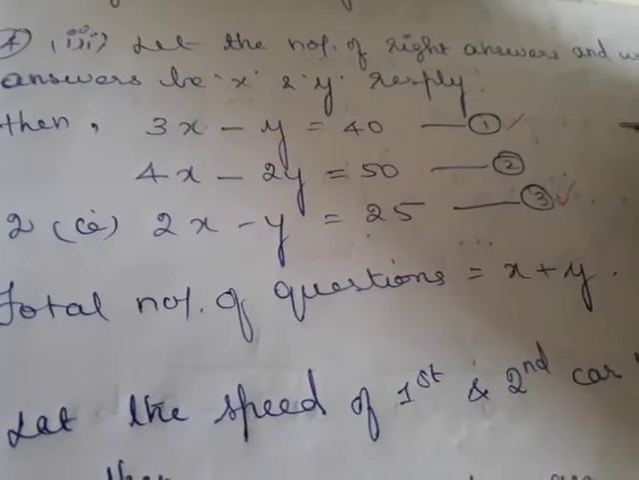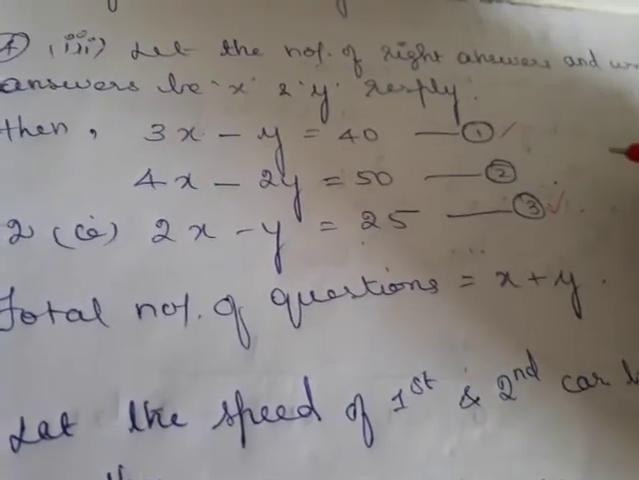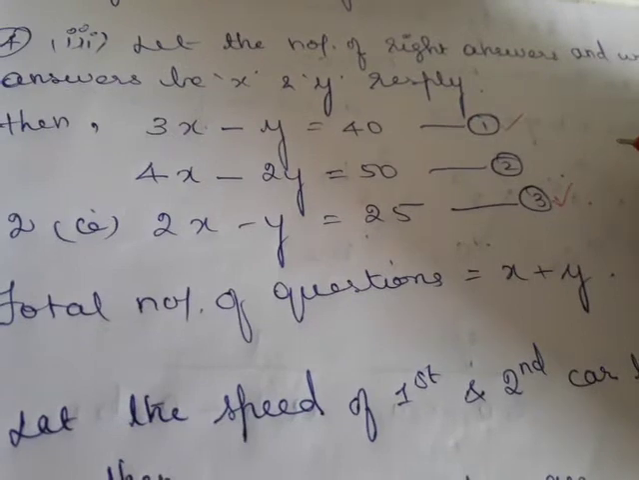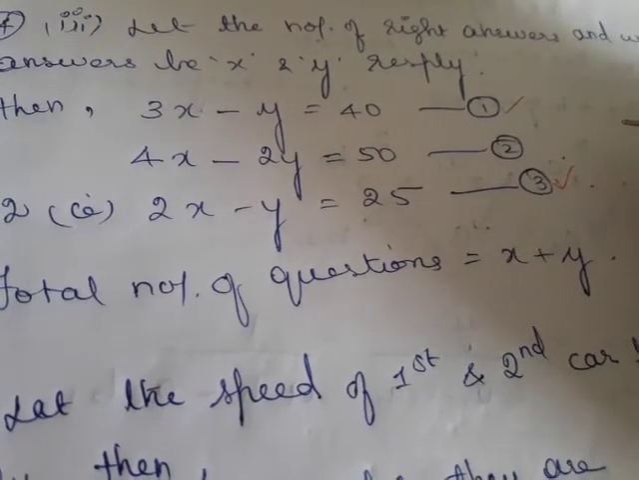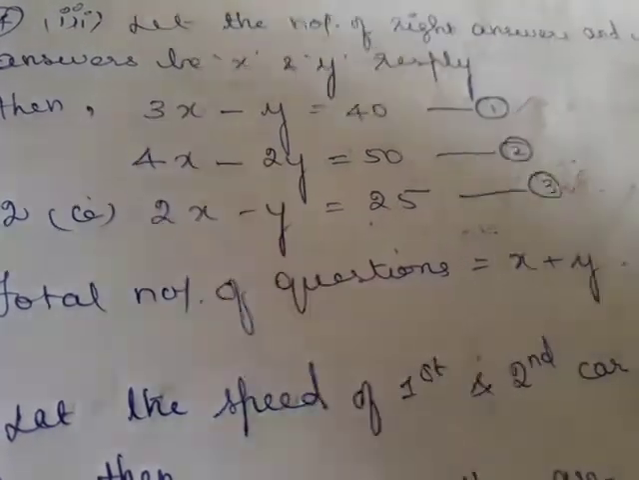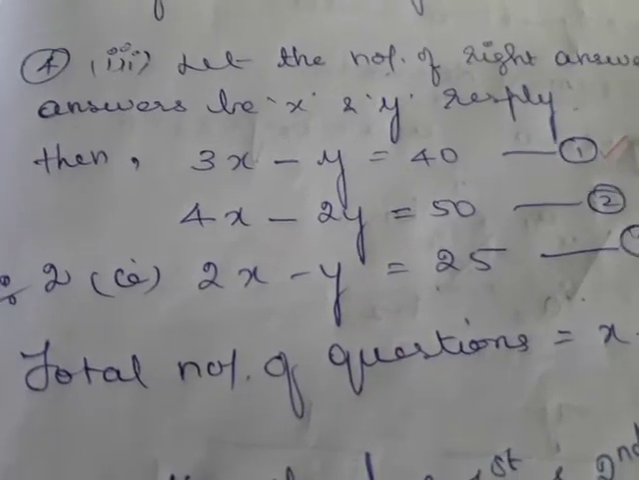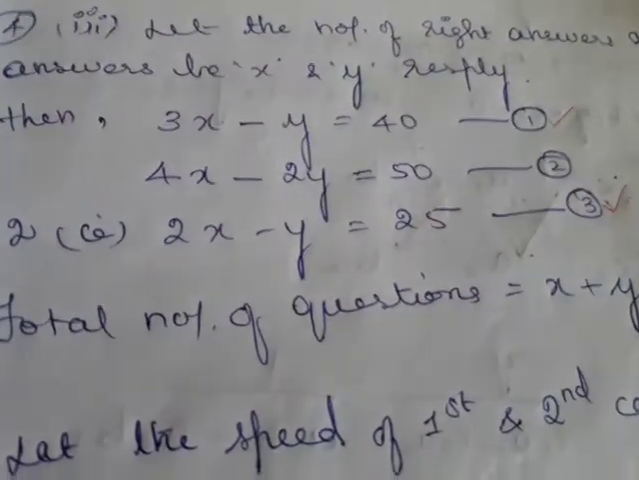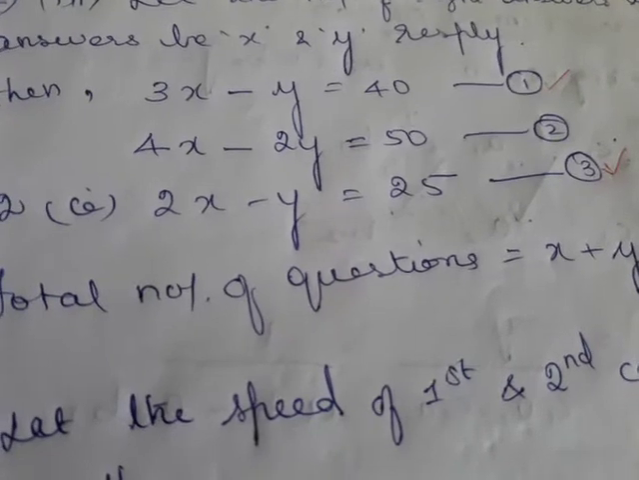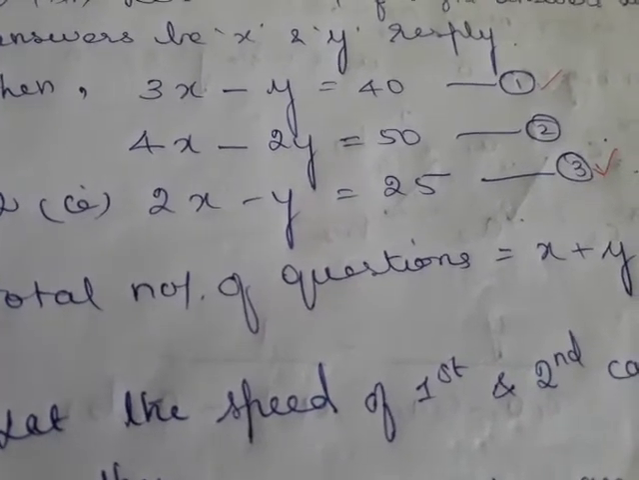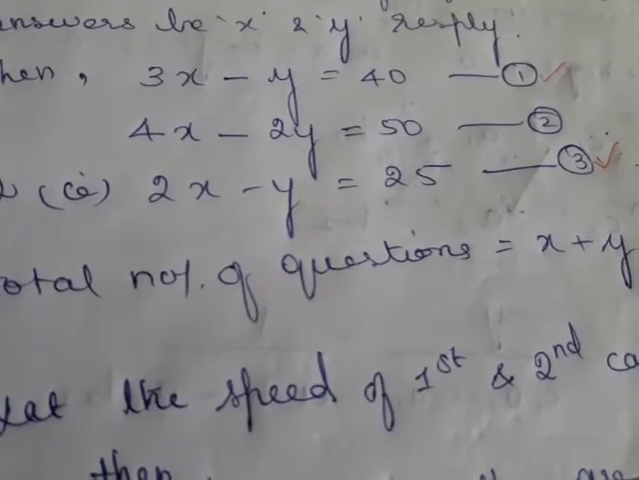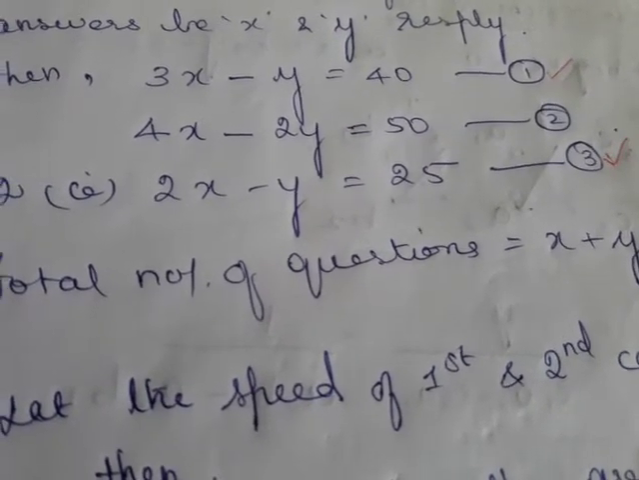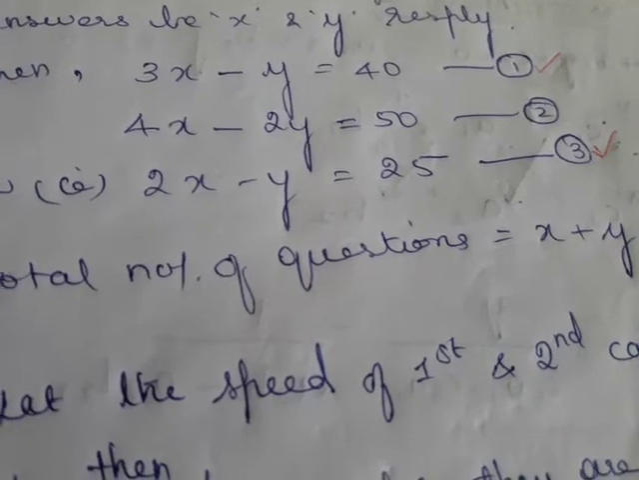But after finding the value of x and y, the question is how many questions were there in the test. They didn't ask how many right answers and how many wrong answers. See, from the answers you can find how many questions. Here we have taken an assumption that the student doesn't leave any question. All the questions have been attempted, either right or wrong. So, if you add the number of answers, obviously you will get how many questions were there, right?